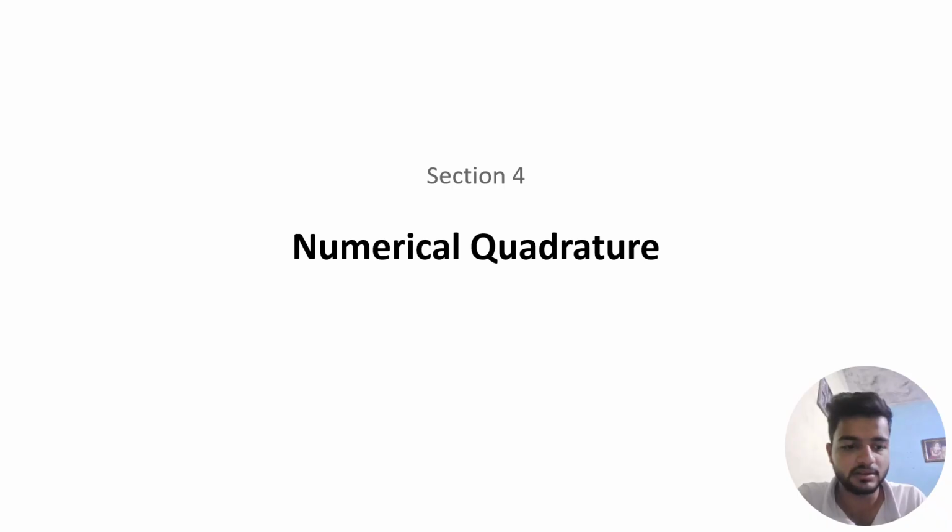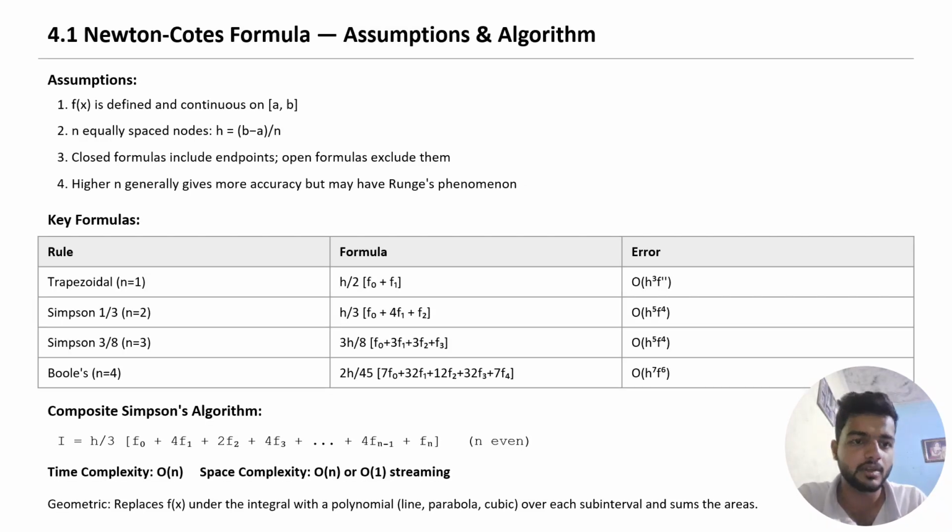Question number 4 is numerical quadrature. Newton-Cotes formula. Trapezoidal for n equals 1 is this. For Simpson's, n equals 2. For Simpson's 3 by 8, n equals 3, is this. For Boole's rule, n equals 4.